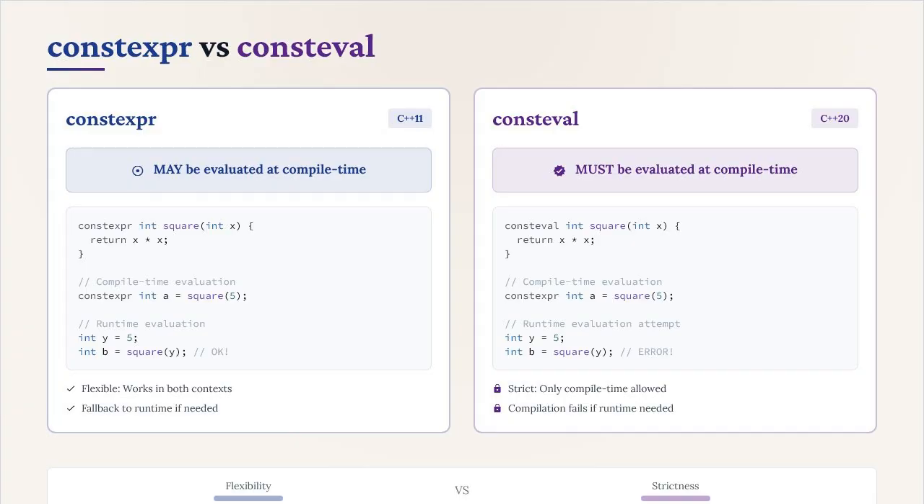This distinction makes consteval more restrictive, but also provides stronger guarantees about compile time evaluation. When flexibility is needed, for example, when a function might be used with both compile time and runtime arguments, constexpr is the appropriate choice. But when you need to ensure something happens at compile time, for instance, to guarantee zero runtime overhead or to perform validation that must happen before the program runs, consteval is the tool to use. It's also worth noting that constexpr functions can call consteval functions, but only when the constexpr function itself is being evaluated in a constant context.